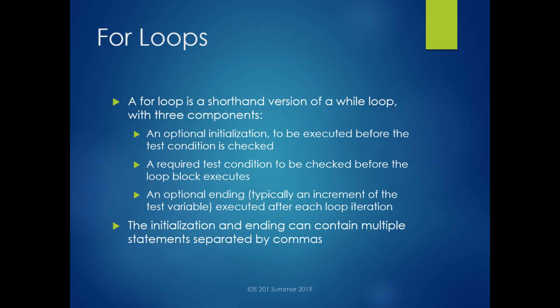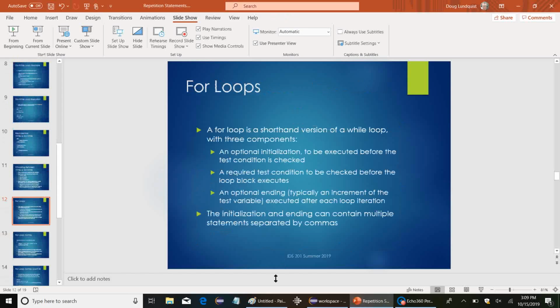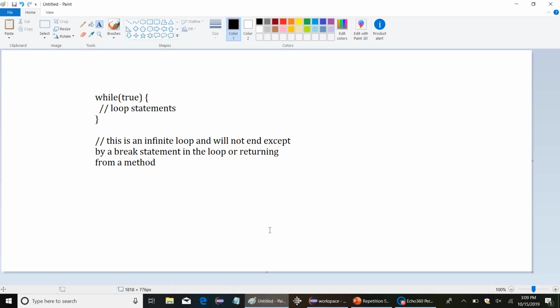A for loop is a simple shorthand of a while loop, and there are three components in a for loop. An initialization, that's some code that gets executed before the test condition gets checked. Of course, the test condition that determines when the loop repeats. And an optional ending statement, which is typically in a for loop an increment of the index counter. But we'll talk about that in a moment. Initialization and ending statements can both contain multiple statements separated by commas. So, simple example of that, right?